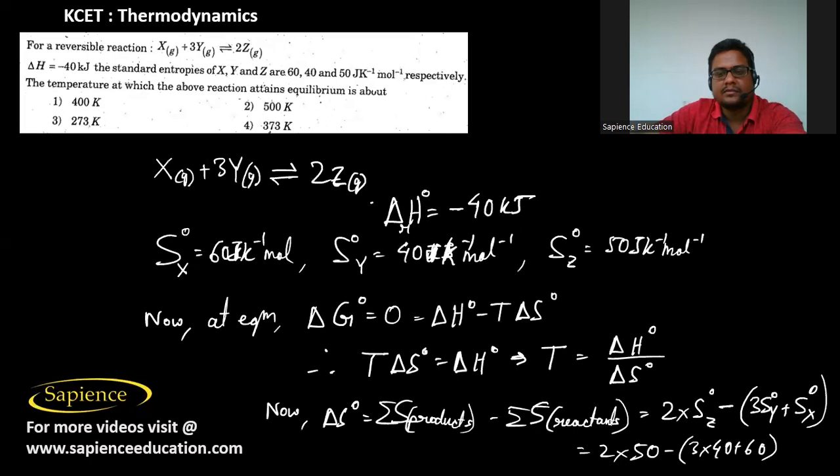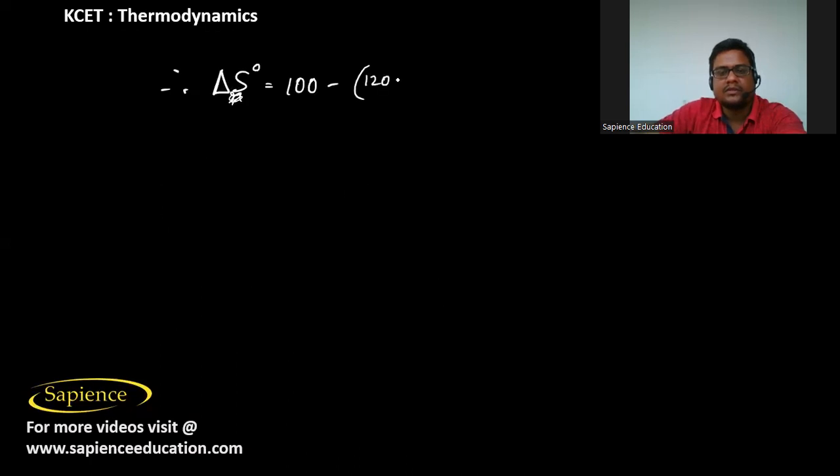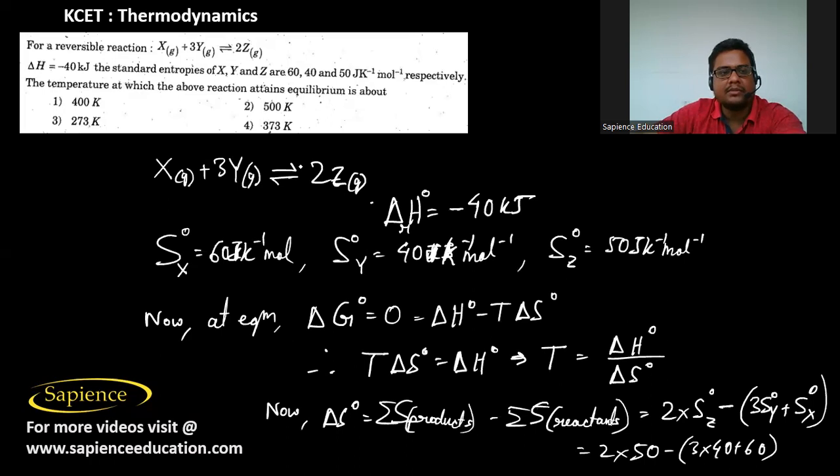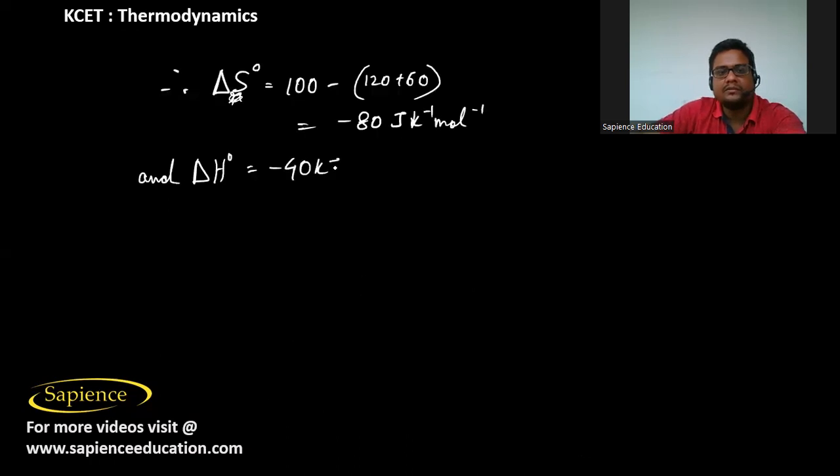So therefore the standard entropy change for this reaction will be equal to 2 into 50, that is 100, minus 3 into 40, that is 120, plus 60. So that is equal to 100 minus 180, so minus 80 joule per Kelvin per mole. And delta H naught, that is the standard enthalpy change, is equal to minus 40 kilojoule.